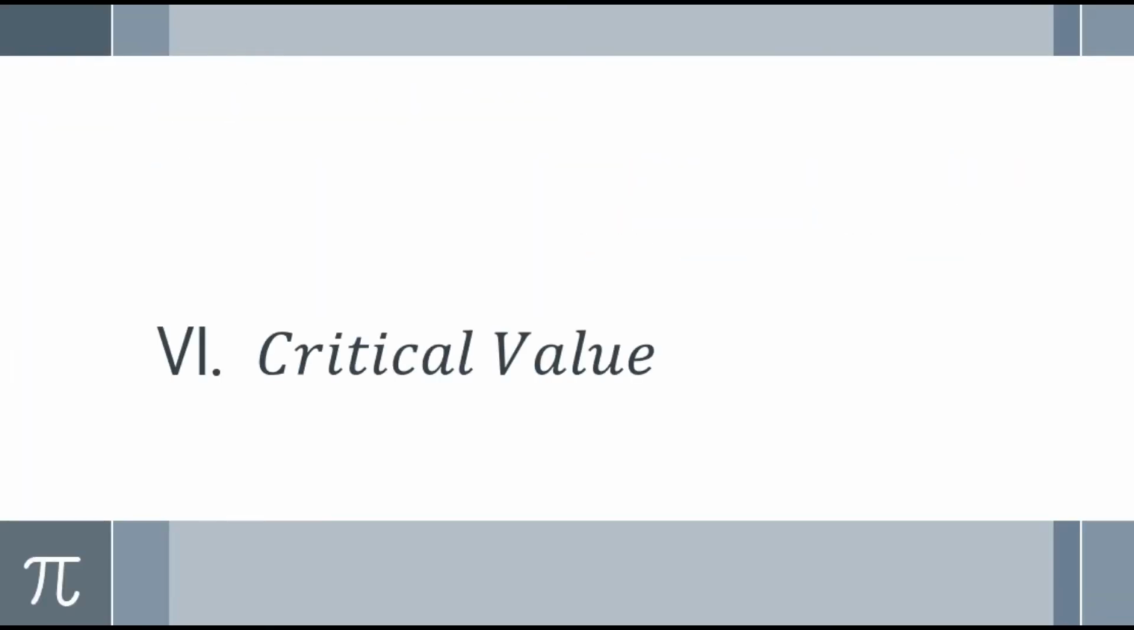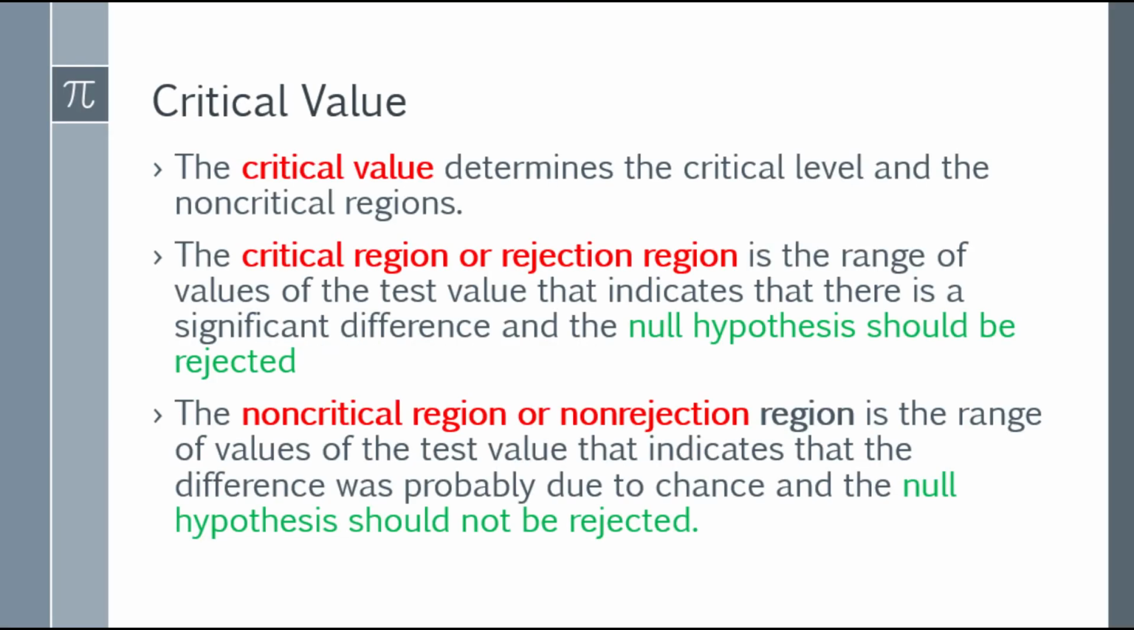Okay, so Chapter 6 tayo. Critical value. Ano ba yung critical value na yan? Critical value determines the critical and the non-critical regions. The critical region naman, or rejection region, is the range of values of the test value that indicates that there is a significant difference and the null hypothesis should be rejected. The non-critical region or non-rejection region is the range of values of the test value that indicates the difference was probably due to chance and the null hypothesis should not be rejected. So, malalaman natin yan mamaya. Mas maganda kung mayroon tayong illustration.